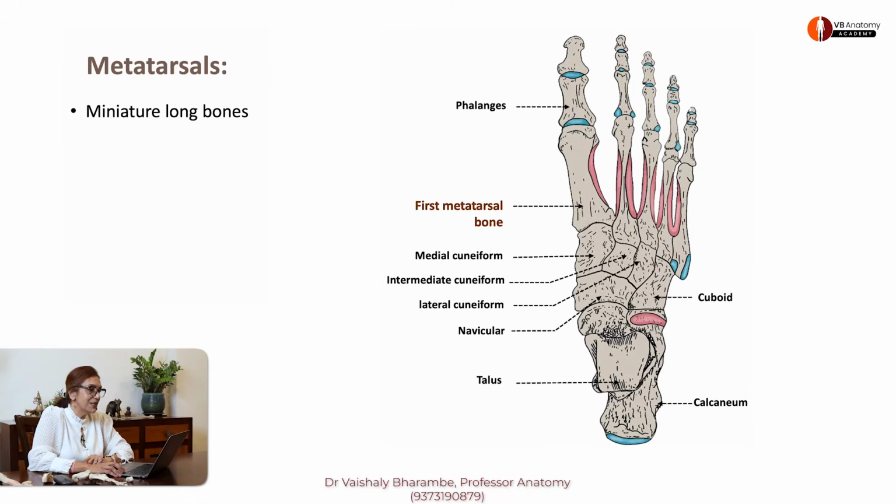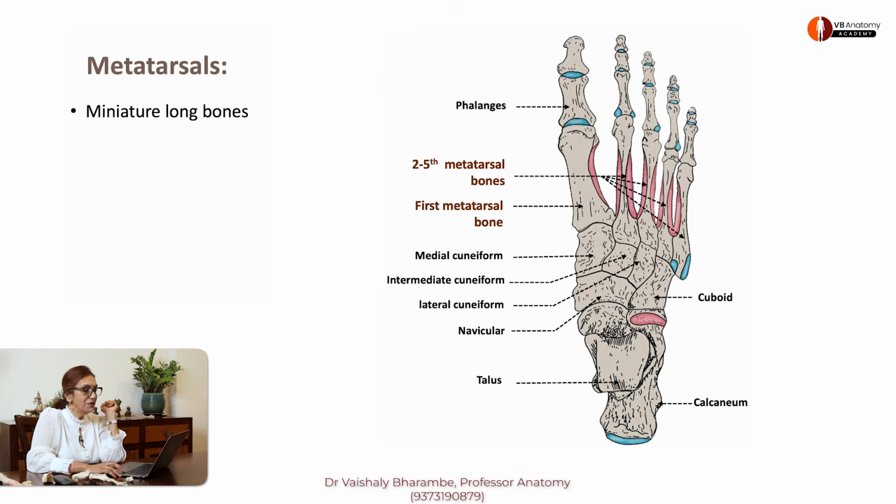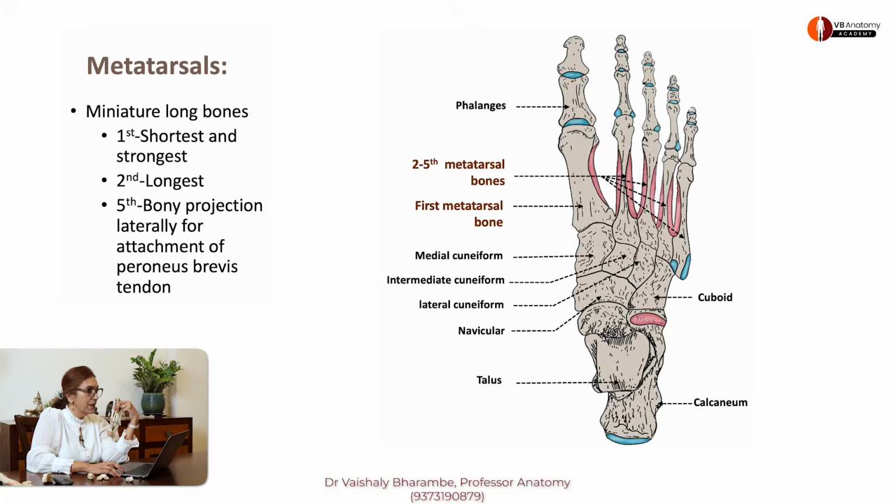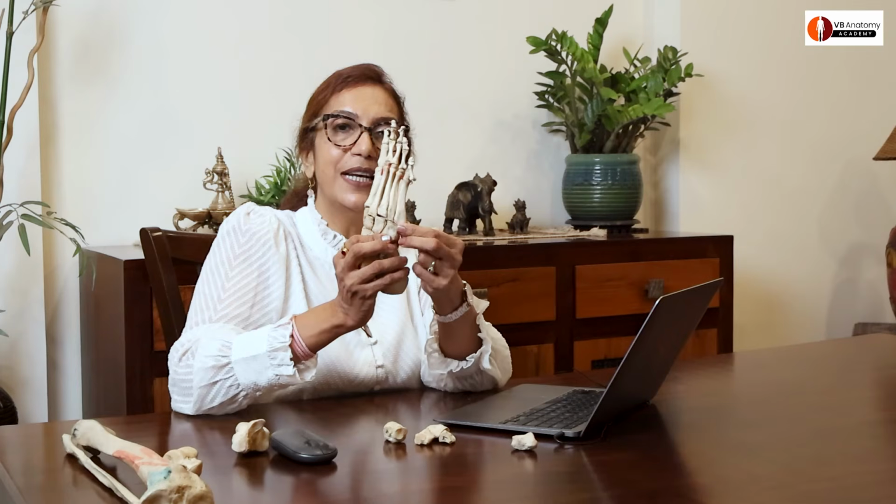Right. What about metatarsals and phalanges? Frankly, you needn't know much about them except the very basics. So what should you know? This is the first metatarsal, the thickest of the metatarsals. I'm sure you can identify it. These are the second to fifth metatarsal bones. The first is shortest and the strongest. Second is the longest. Obviously, it is longest because it's articulating so proximally. The fifth has a bony projection for the attachment of peroneus brevis on it.